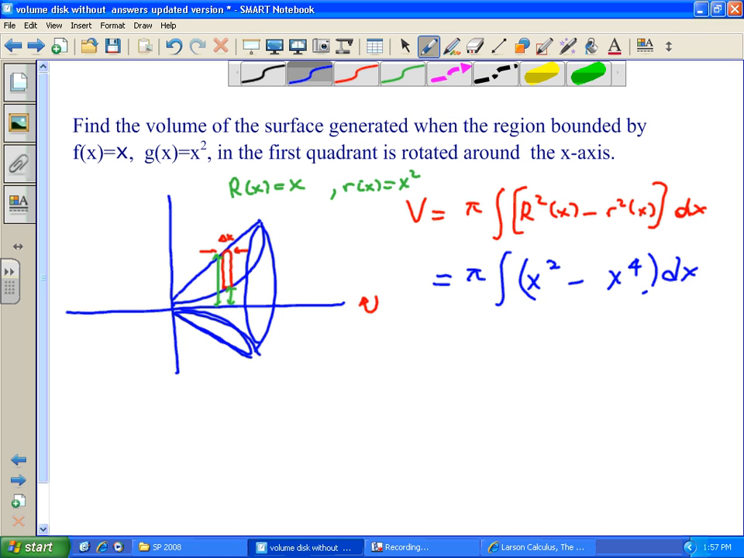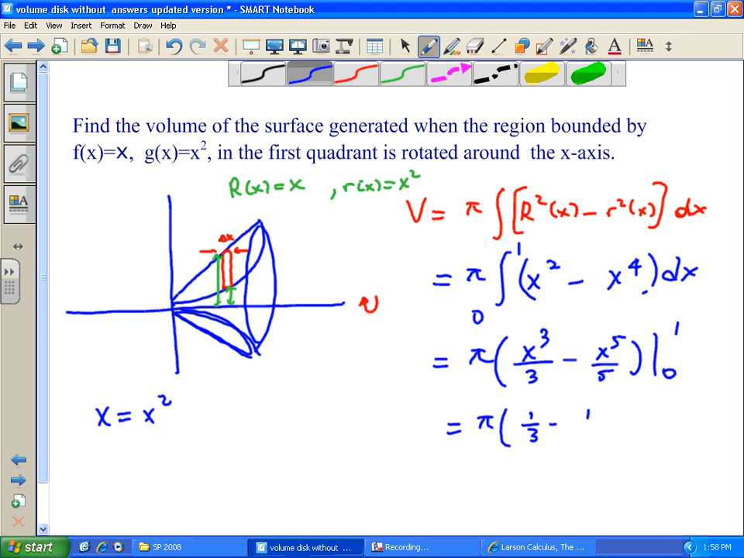And the limits are from the x-axis again. You can set the functions equal. If you do that, you're going to end up getting x equals 0 and 1, two solutions. So those are the limits of integration. Now integrate each one and plug in the limits. And I believe that turns out to be 2 pi over 15.